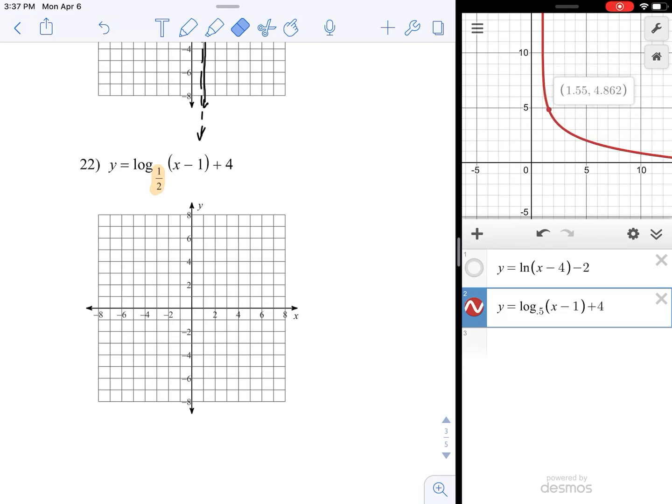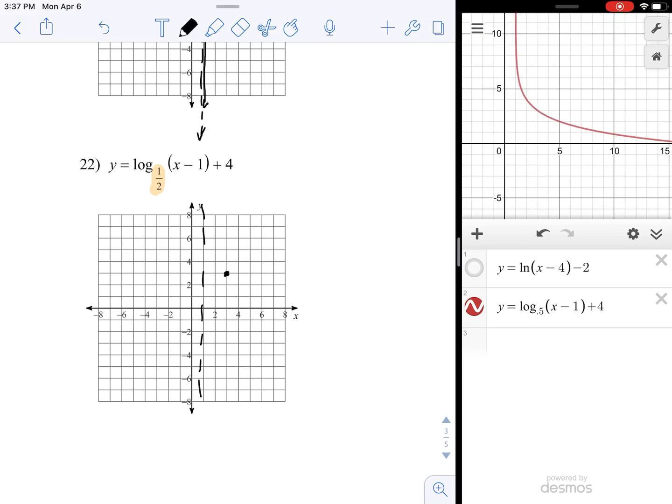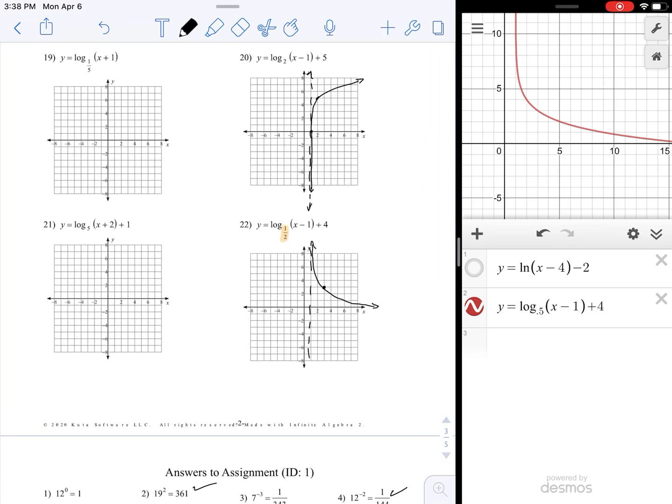2, 3. Oops. So right about there, I have my vertical asymptote right here. The x-intercept, well, that's way out there, it's 17 something. So I'm just going to come down like this, curve through there, and then go kind of like that. That's maybe not that great, but we'll call it good enough. And good enough is, you know, kind of what I'm looking for here.